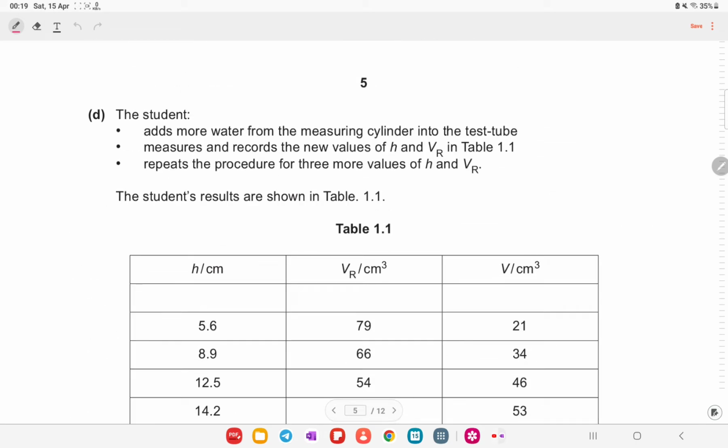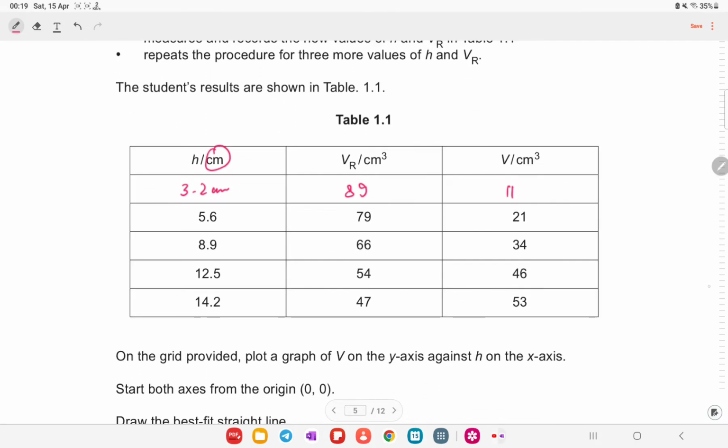Okay, the height is again that was 3.2 centimeter. Already units are mentioned. So the volume of the liquid in the measuring cylinder was 89 centimeter cube. It is written, no need to write it down. And V is the volume in the test tube. It was like this. Okay.